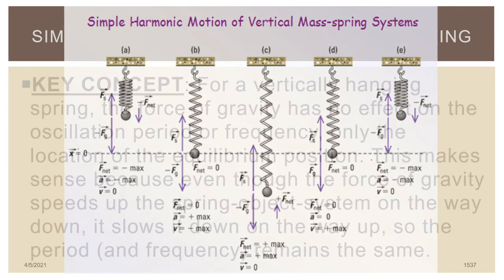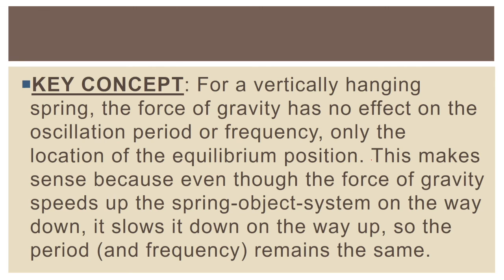The key note here is, for a vertically hanging spring, the force of gravity has no effect on the oscillation period or frequency, and only affects the location of the equilibrium position. This makes sense because even though the force of gravity speeds the object spring system up on the way down, it actually slows it down on the way up. And so the period and the frequency remain the same.